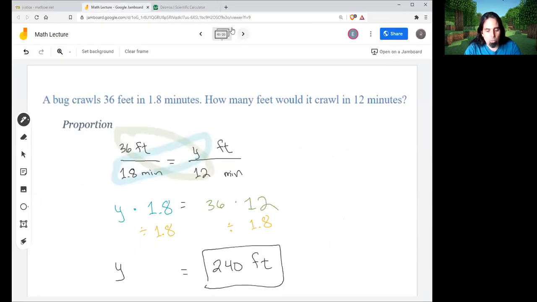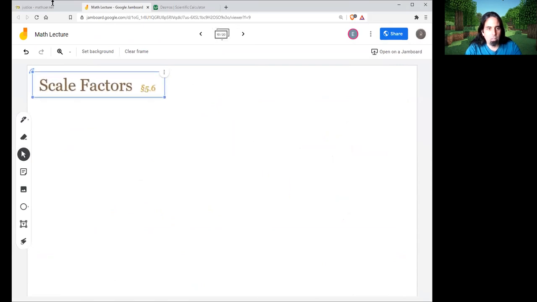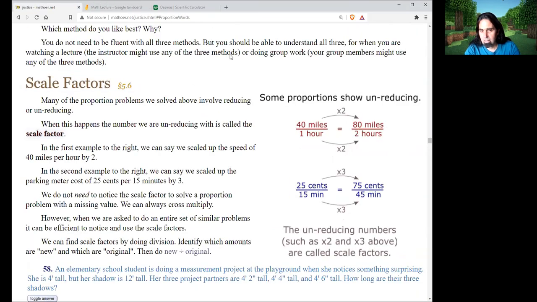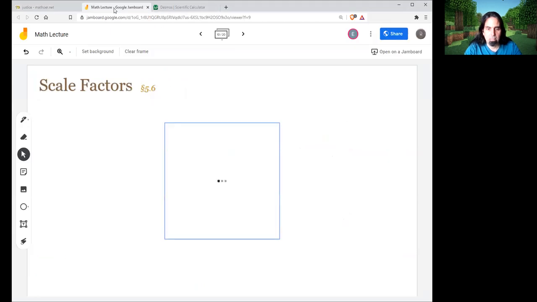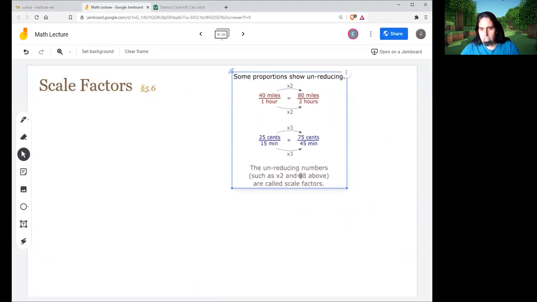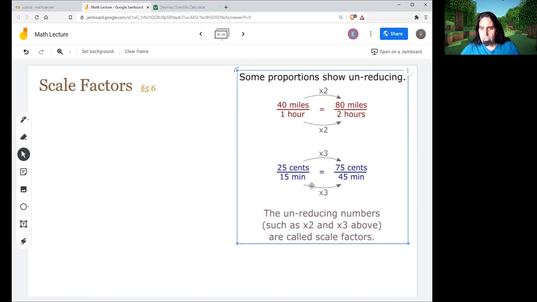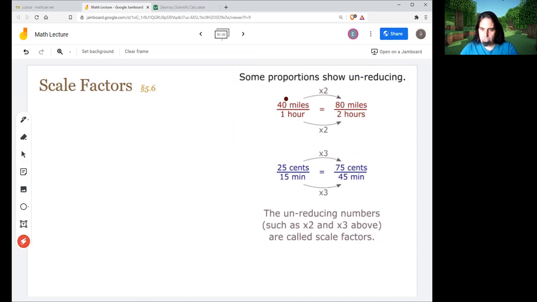Okay, I want to show you about scale factors. I could take some of these equations, some of these proportions. 40 miles in 1 hour is the same as 80 miles in 2 hours. A parking meter costs 25 cents for 15 minutes. It costs 75 cents for 45 minutes. And make a different shape.